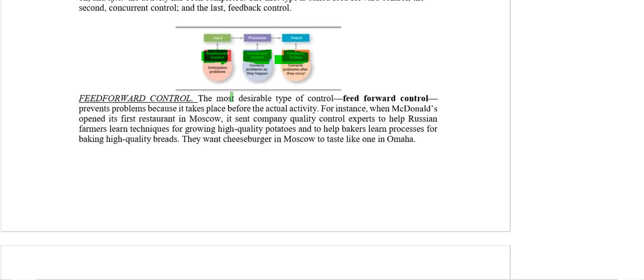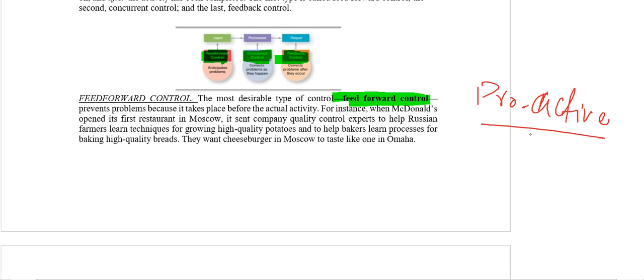If we want to control, first of all we will understand feed forward control. If we want to control our activities, we have to be proactive. Students, there are 2 approaches. Number 1, proactive. Number 2, reactive. Reactive means when an incident has happened, after that we will take decisions and make corrections. But feed forward control means we will predict or forecast the problem early, and we will try to solve the problem before time.